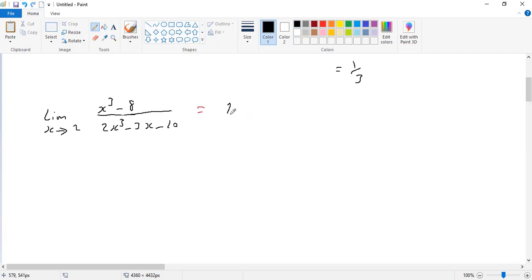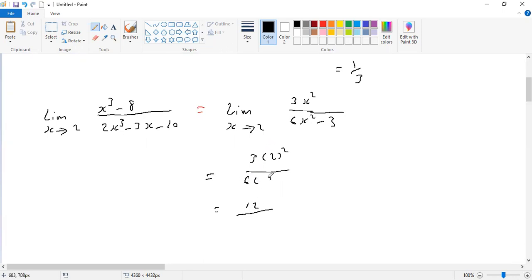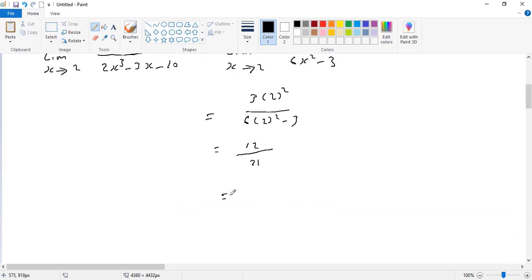So the limit is equal to the limit as x approaches 2 of the derivative of the numerator, 3x squared. The derivative of 8 is 0. The derivative of the denominator is 6x squared minus 3. The derivative of 10 is 0. Replacing x with 2, the numerator is 3 by 2 squared, which is 12, and 6x squared is 4 by 6, 24, minus 3 is 21. So divide by 3, it will be 4 over 7. 4 over 7.